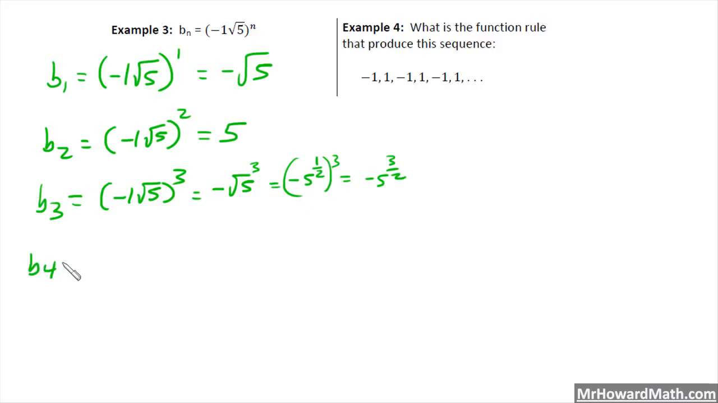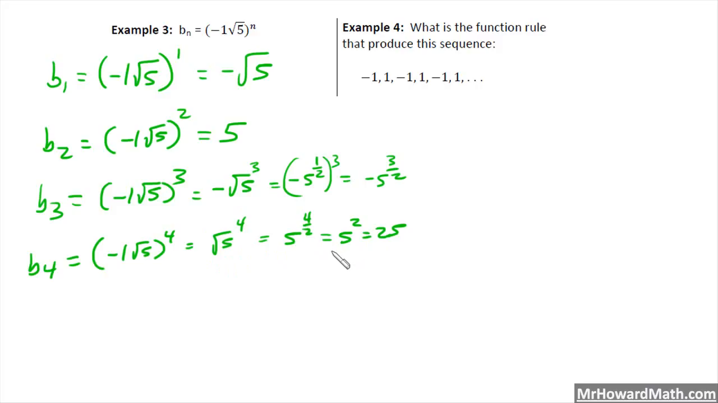Next one, b sub 4. Negative 1 root 5 to the 4th power. Raising that to an even power is going to cancel out that negative. So then we just have root 5 to the 4th power. So that would be 5 to the 4/2 power. This would be raising to the 1/2 power, and then you raise that to the 4th power, you get 4/2. And then that would just reduce to 5 squared, which is 25.